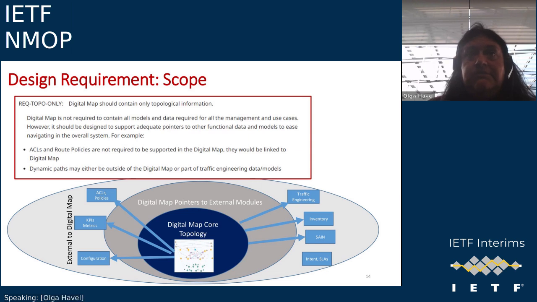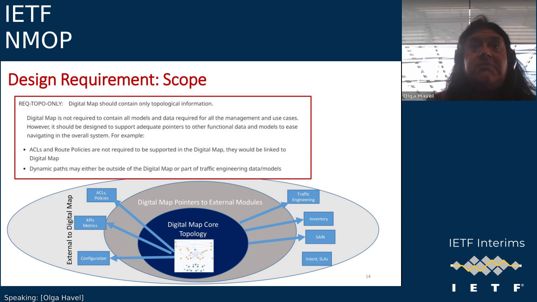So again, this is about the scope, and it was saying only topological, but not meaning just topology. It says only topological, meaning I don't want to contain all the other configuration, traffic engineering, assurance, metrics, performance. It's not required to contain all models and data. It's just to support adequate pointers to other functional data and models.